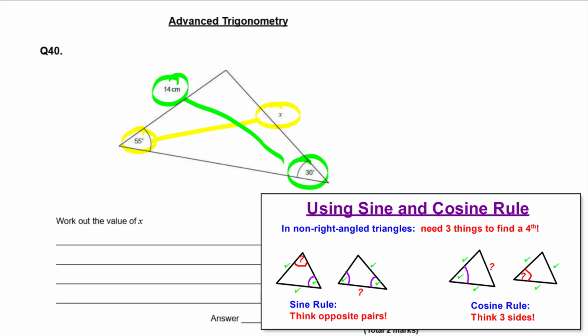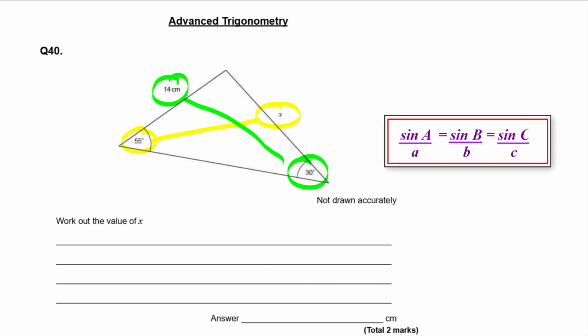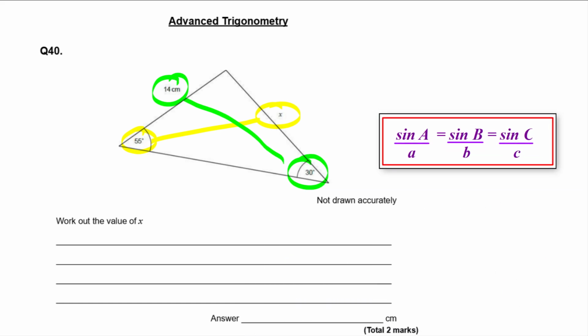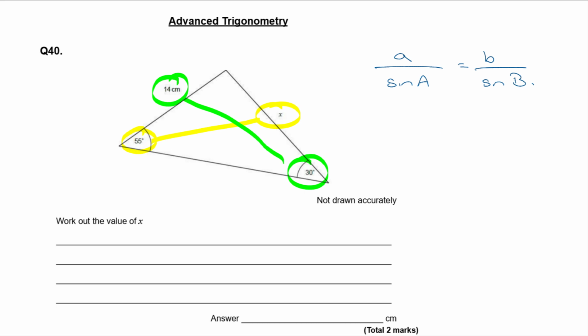Okay, so writing down the sine rule, you can write the sine rule either way up, either with the angles at the top and the sides at the bottom, or the other way around. It's easiest to put it the way around that you're going to use it. So here we want to find a side, so I'm going to write it with the sides on the top. So a over sine A equals b over sine B. Subbing in then, a is x, isn't it? So x over sine 56, the angle opposite x, is equal to b, which in this case is 14, over sine 30.